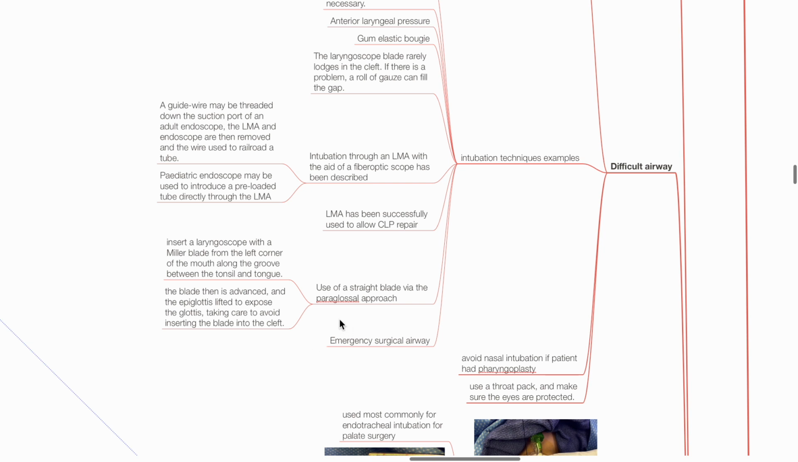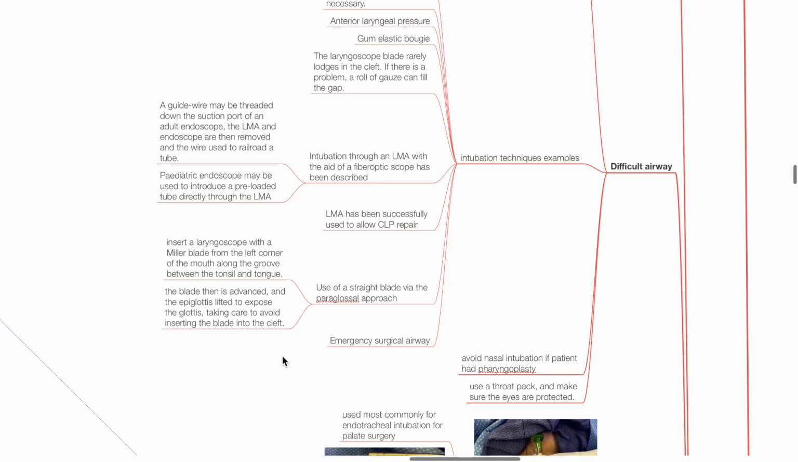Use of a straight blade via the paraglossal approach has been described. Insert a laryngoscope with a Miller blade from the left corner of the mouth along the groove between the tonsil and the tongue. The blade is advanced, epiglottis lifted to expose the glottis, taking care to avoid inserting the blade into the cleft.